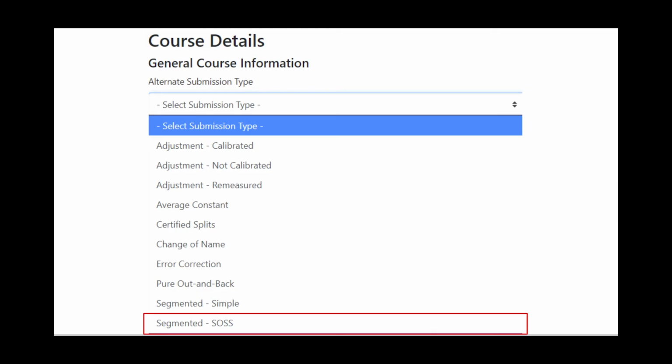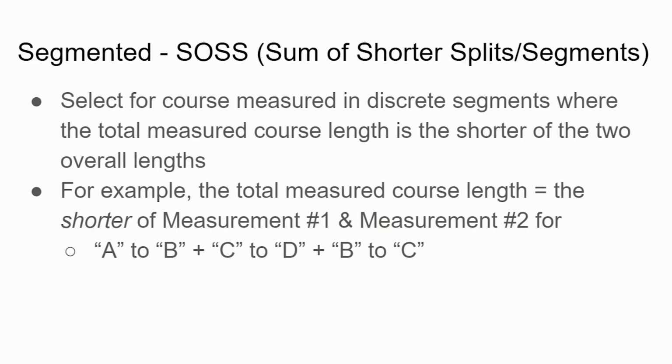Segmented SOSS. This type also includes courses measured in discrete segments where the total measured course length is determined by summing the shorter length of each measured segment rather than comparing the total overall length of each ride separately. For example, totaling the shorter of the two measurements of each segment: 1, from A to B on one day, 2, from C to D on the next, and 3, from B to C on the final day of measurement.